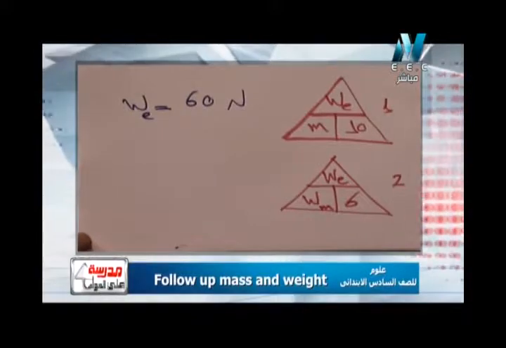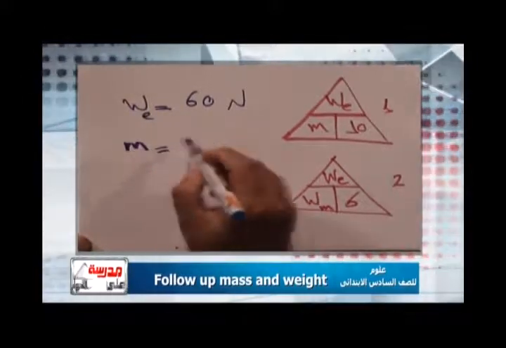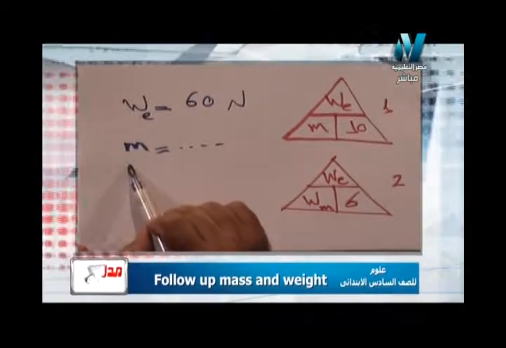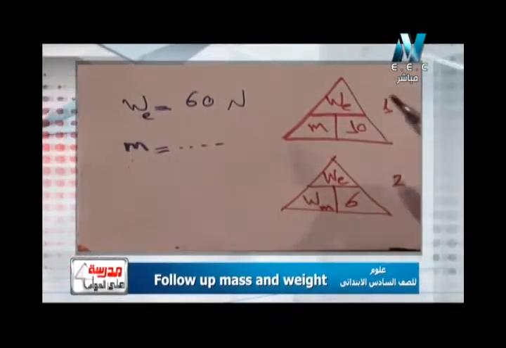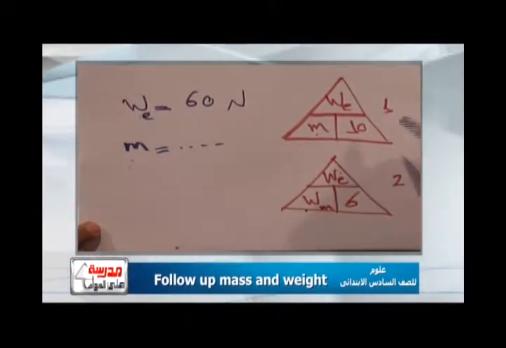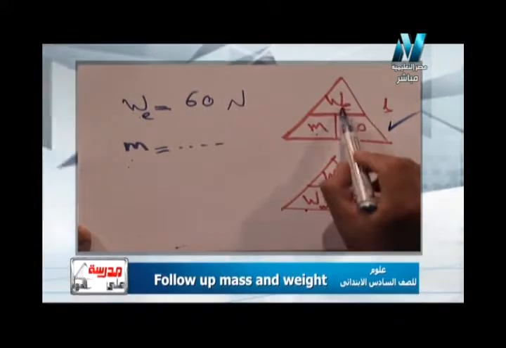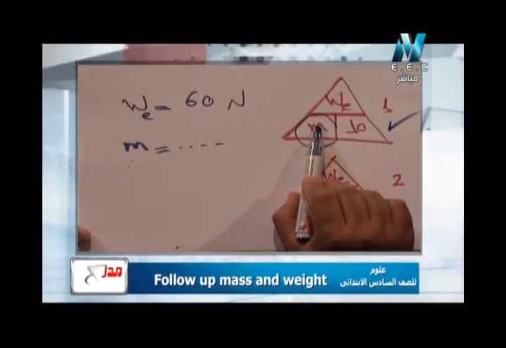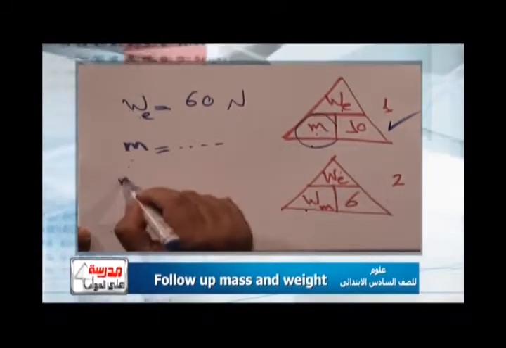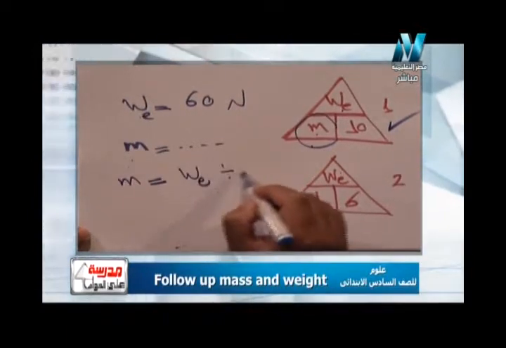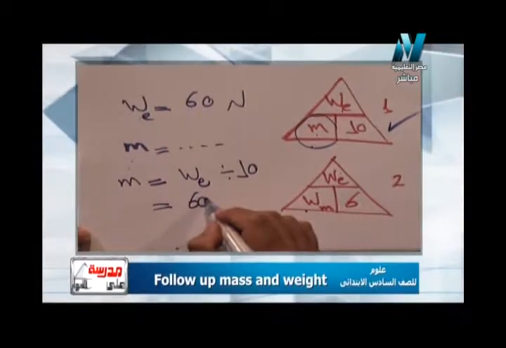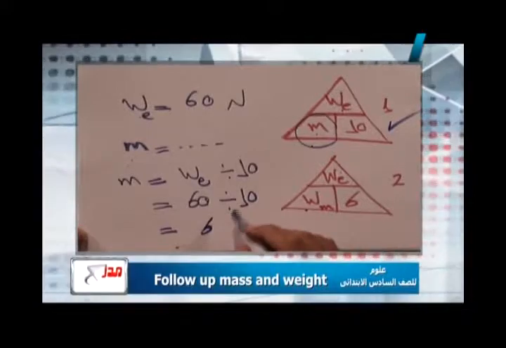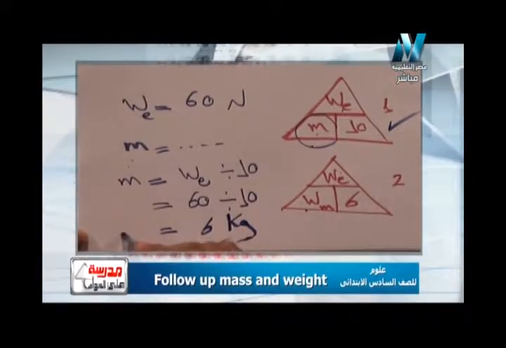I want the mass of this body on the earth. I don't have the mass, so which rule will I use? I have weight and I want mass. Look here, weight, mass. Surely I will use this law, because I have weight and I need mass. If I need mass, I put my finger on mass. So mass equals weight on the earth divided by 10. It will be 60 divided by 10, which equals 6. 6 what? 6 kilogram. Why? Because I want mass.